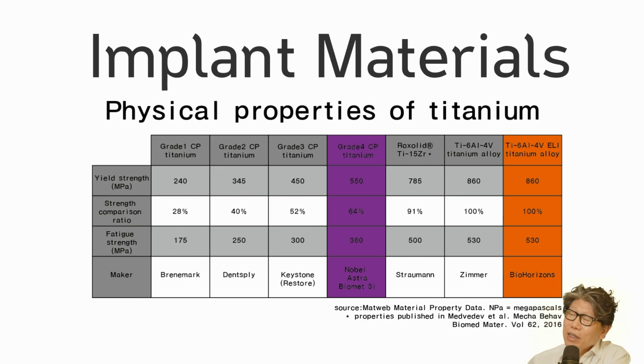Then mechanical failure started to appear. As a result, after using grade 2 and grade 3, most companies are now using grade 4. So companies like Nobel Implants, Astra Implants, and 3i Implants use grade 4, and we also use grade 4. So it has become a trend to use mostly grade 4, but the problem that arises from using grade 4 is that fixture fractures occur frequently.